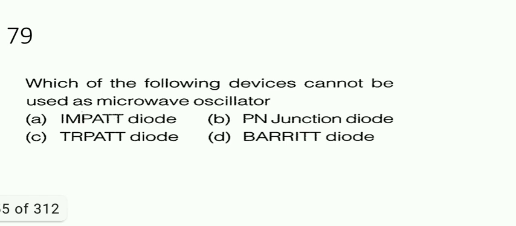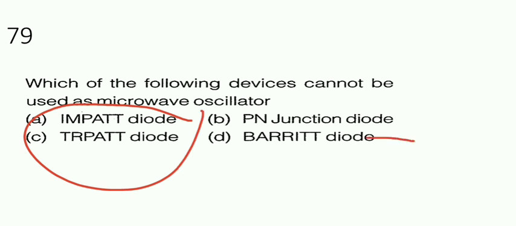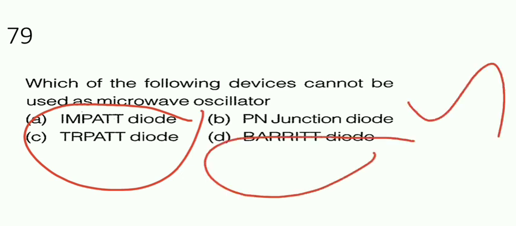Next one, which of the following devices cannot be used as a microwave oscillator? See, out of 4, everything is microwave. This is microwave. These 3 are microwave. The only thing which is not microwave is the diode. So the PN diode is a device which cannot be used as a microwave oscillator. So option B is the right answer.